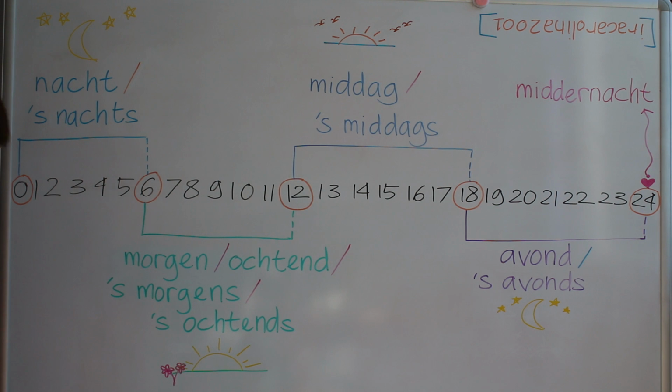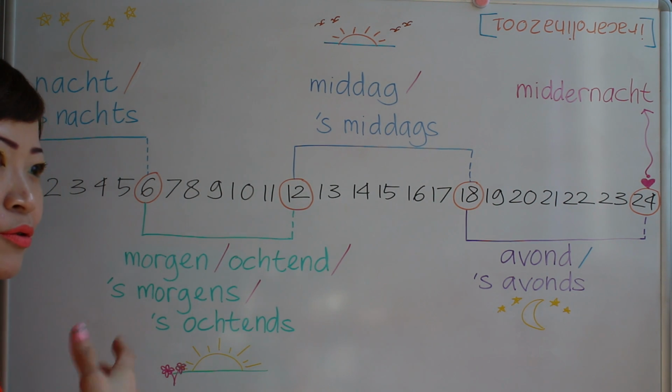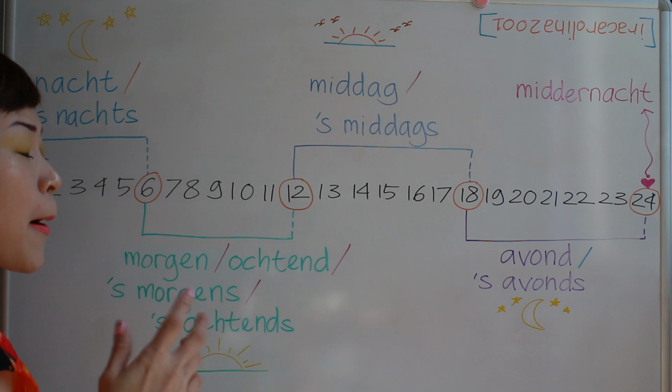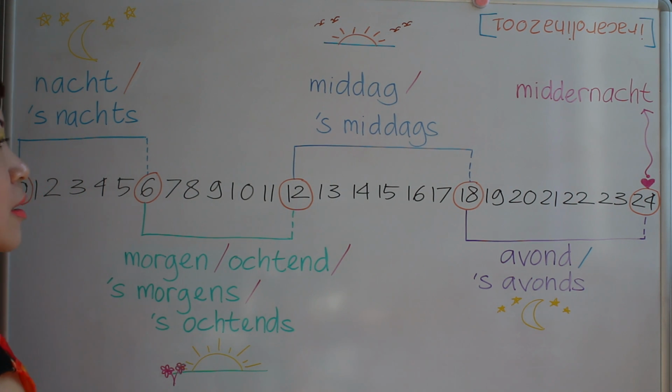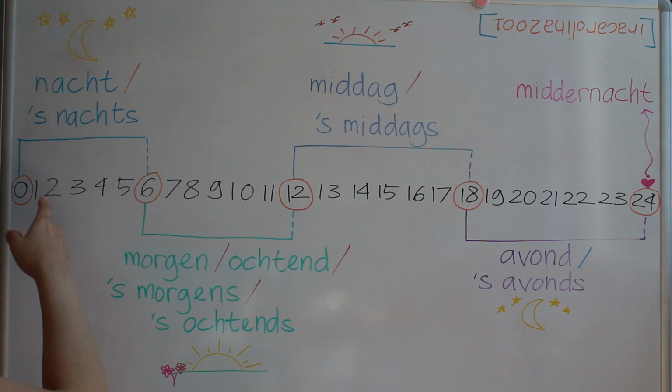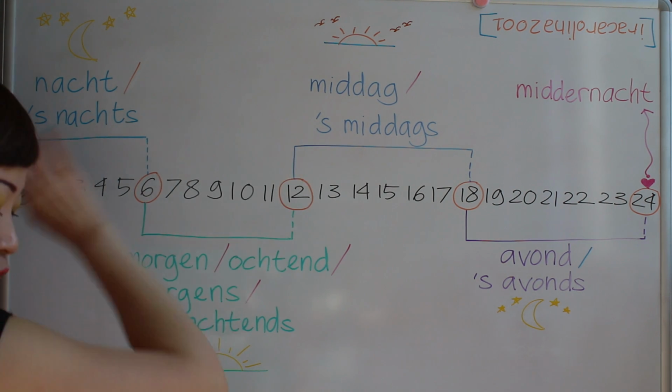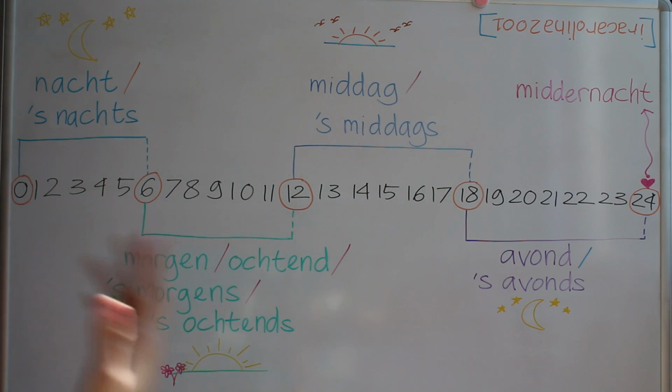The clock numbers in Netherlands, instead of from 1 to 12, we use from 0 to 24. You will find this 0 to 24 in the text when you write it or when you read it, but when you have to say or pronounce it, you have to go back from 1 to 12. Write 0 to 24, but pronounce it, say it 1 to 12. That's why we need to learn the classification of time in a day.